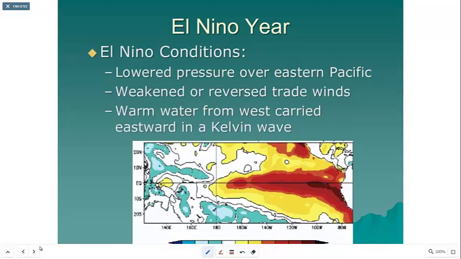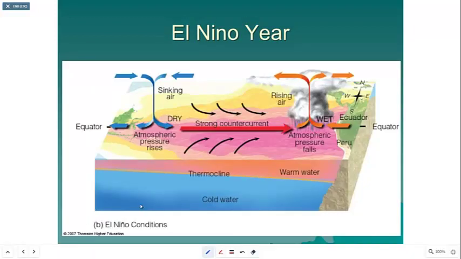So what happens when these waters off of South America and along the equator get to be warmer than they should be? Well, they're going to lower pressure over the eastern Pacific, weaken and maybe even reverse the trade winds. Warmer water from the west is carried eastward in a thing that we call a Kelvin wave. So this is El Nino.